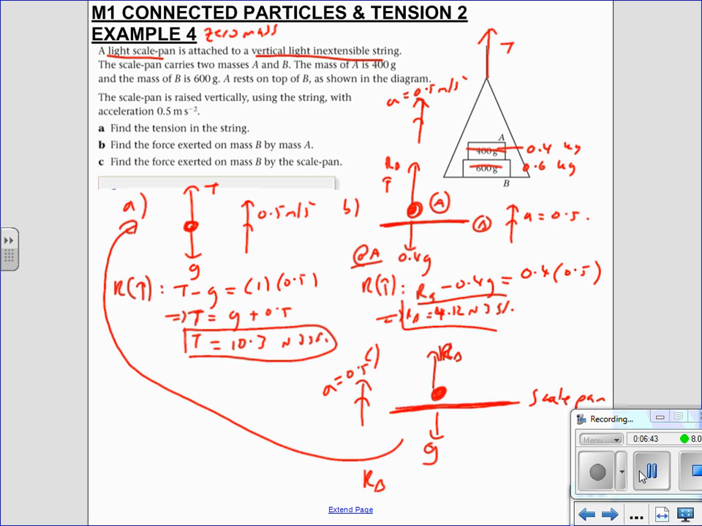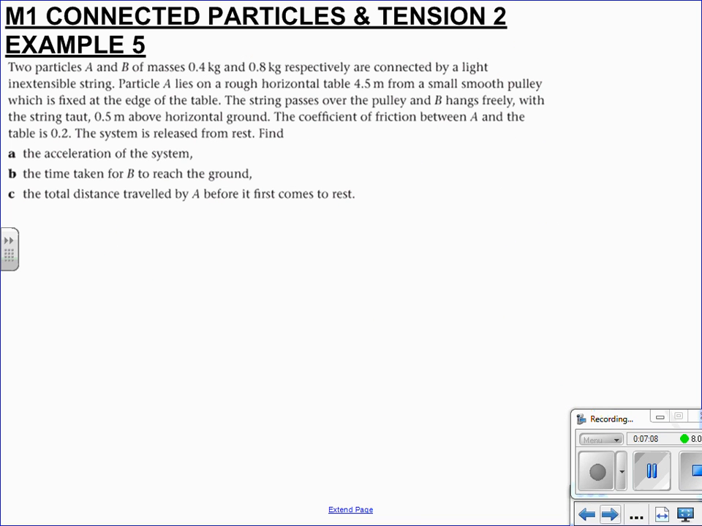RB is the force going up, so we're resolving up, R minus g equals total mass 1 times 0.5. So therefore RB is the same, sorry, RS, because it's a scale pan, so we'll call that RS. RS is going to be g plus 0.5, so 10.3 newtons to three s.f. again. You see? Okay. Hopefully that's cleared up that type of problem then.